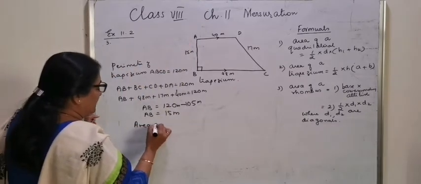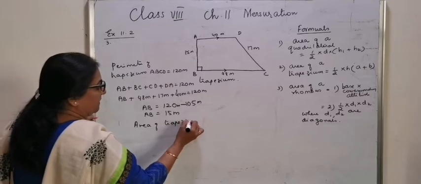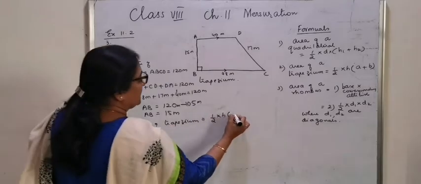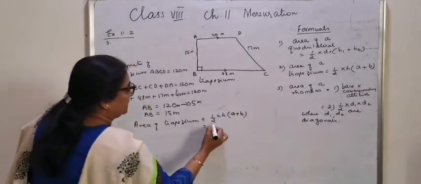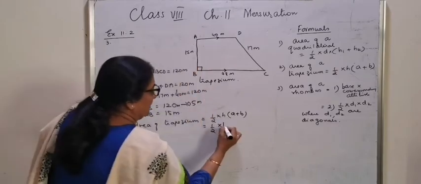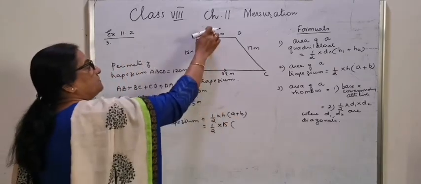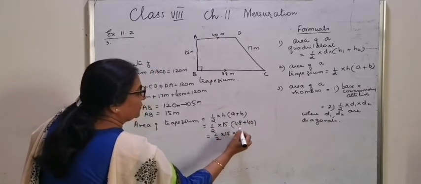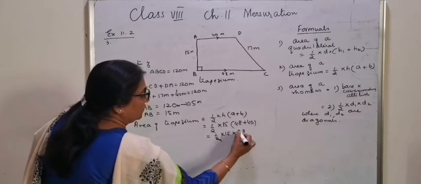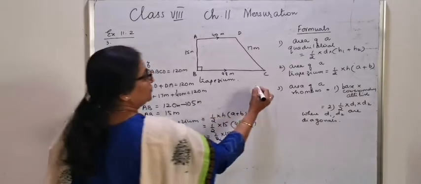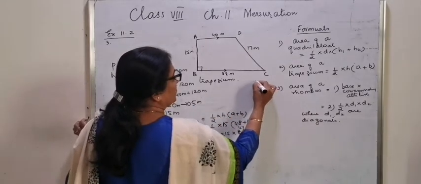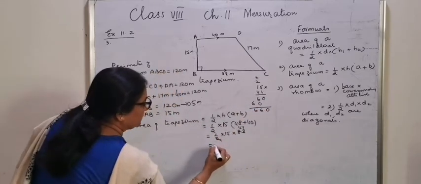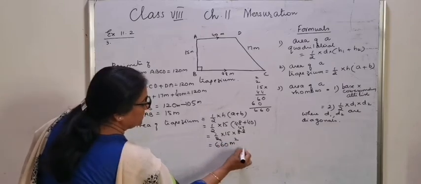So, area of trapezium, the formula is half into height into sum of the parallel sides, which is equal to half into height is 15 meter, parallel sides 48 plus 40. Half into 15 into 8 plus 0 is 8, 88, which can be cancelled. 15 into 44. 5 4s are 20, 26, which is equal to 660 meter square.